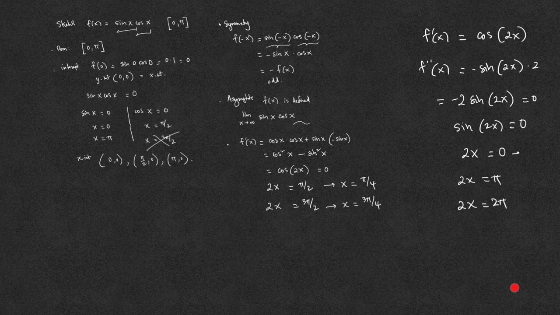If 2x is 0, then x equals 0. 2x equals pi, x equals pi over 2. And 2x equals 2 pi, x equals pi. Pi is still in the closed interval 0 to pi, so we would need it as well. The second derivative is 0 at 0, pi over 2, and pi, although 0 and pi are the endpoints.